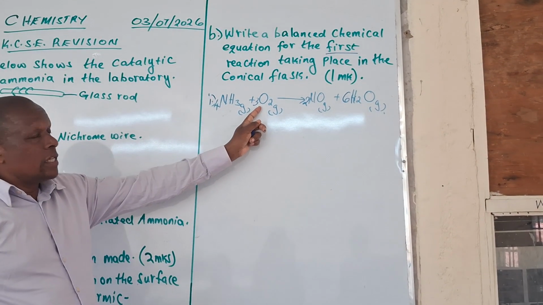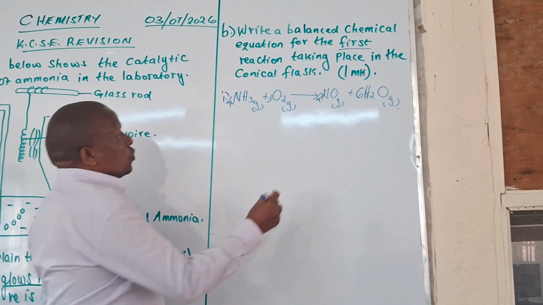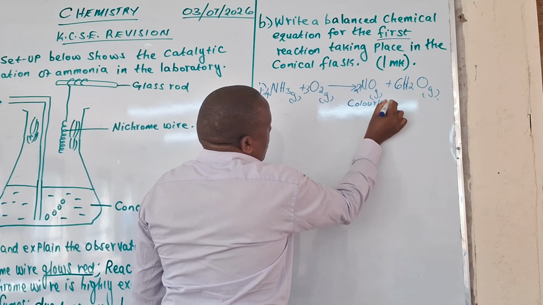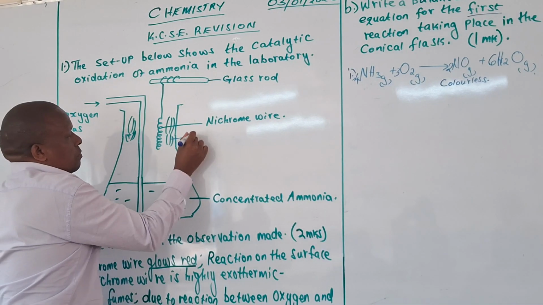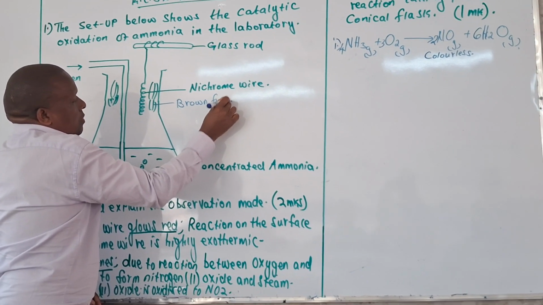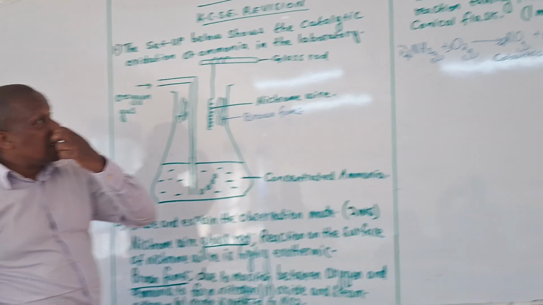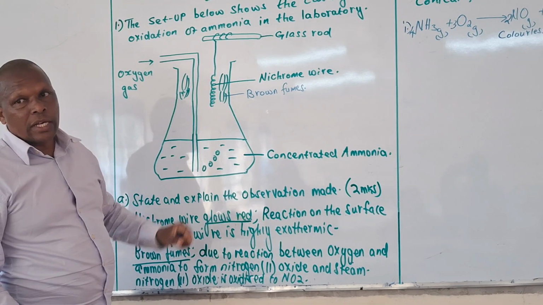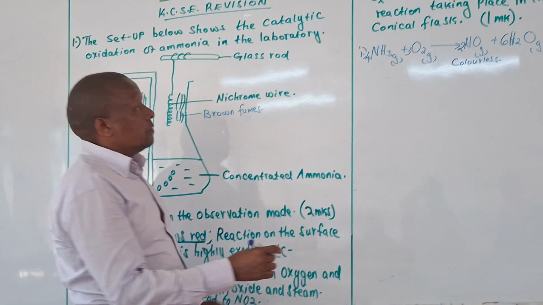Ammonia reacts with oxygen to give us nitrogen 2 oxide and steam. Nitrogen 2 oxide is colorless, but the fumes produced here are brown. How are these brown fumes produced? It is due to oxidation of nitrogen 2 oxide here by oxygen to nitrogen 4 oxide, which is now the second equation.